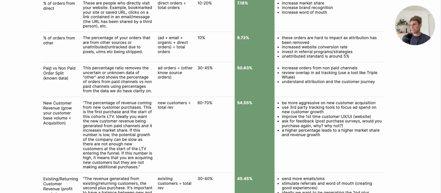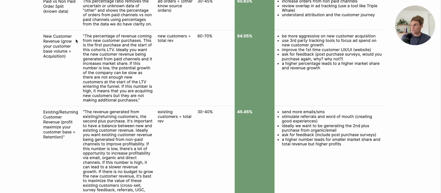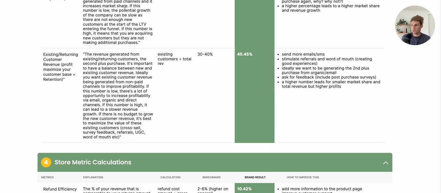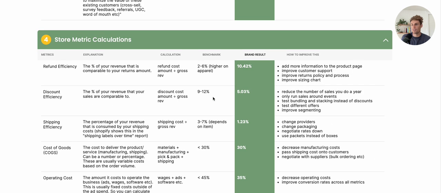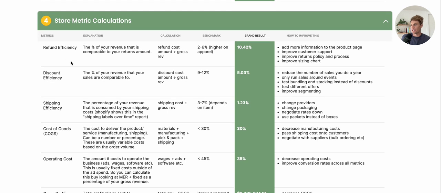And then we come down here and look at the paid versus non-paid order split. So it's about 50-50, which is pretty healthy. Over here, we can look at new customer revenue versus existing customer revenue. Definitely read through some of these. They're quite important to understand the difference and why it's more important to acquire new customers with ads and then get more of your returning revenue from email and SMS. We can go into that another day.